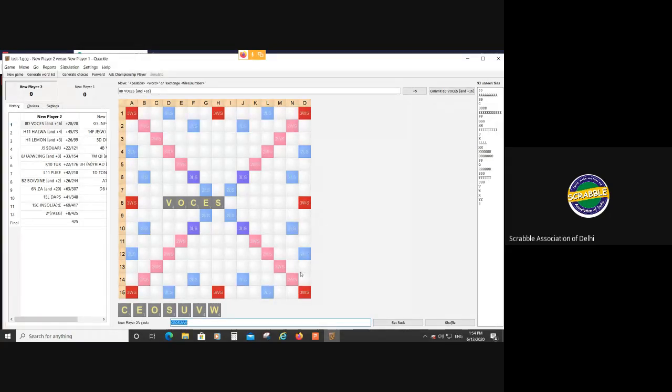For example, this is already a game I've started, and now the second player has a rack which you can see below: CEOSUVW. What you can do is decide. If I want to play a word over here, typically when I play this with children, most children will play cows, or they will play vows. This is what they will typically play.